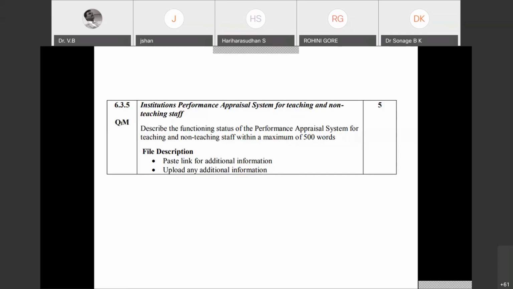This is the self-appraisal form, and in addition to this, there can also be an appraisal form which is called the ACR, the Annual Confidentiality Report, which is being submitted by the head of the department on the various staffs.